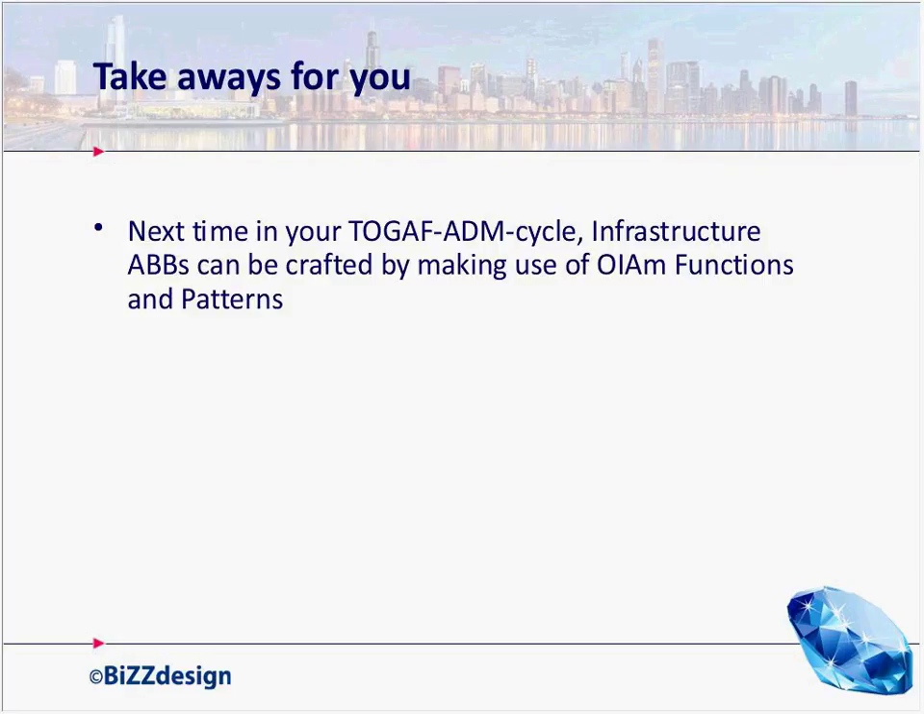So, the main point here: if you want to use some of the findings of OIAm together with TOGAF, you can start by using the infrastructure functions that we have defined when creating your architecture building blocks. So the patterns and the functions are very well suited to create the ABBs that are described by TOGAF. So at least for the D phase of the ADM cycle, you can use at least the vocabulary to be able to have a functional definition of the required infrastructure functionality.